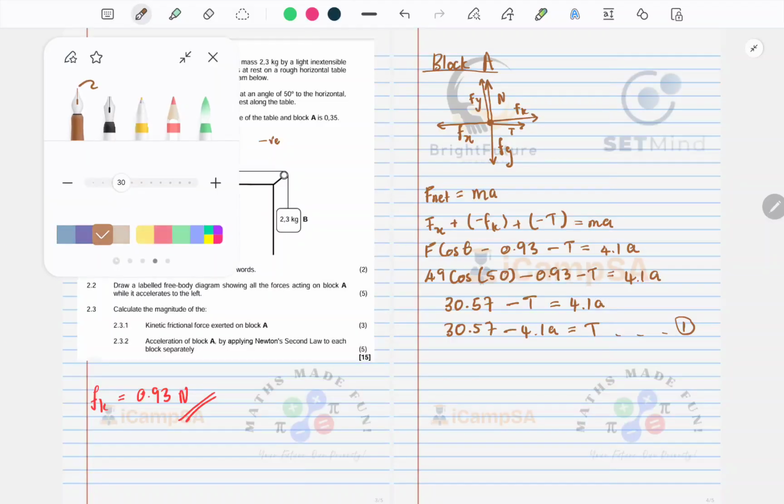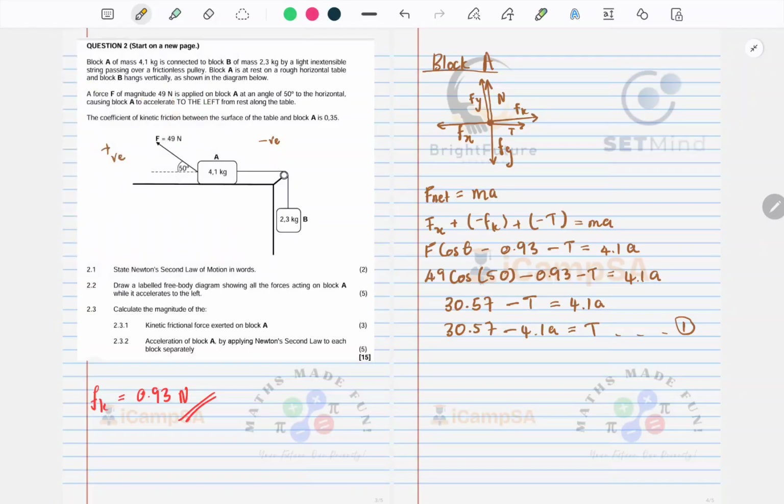Then we need equation 2. We're going to get it from block B, so let me draw a free body diagram for block B. This is our free body diagram for block B. We're choosing up as positive and down as negative. So Fnet equals ma again. Positive is T minus mg equals ma.